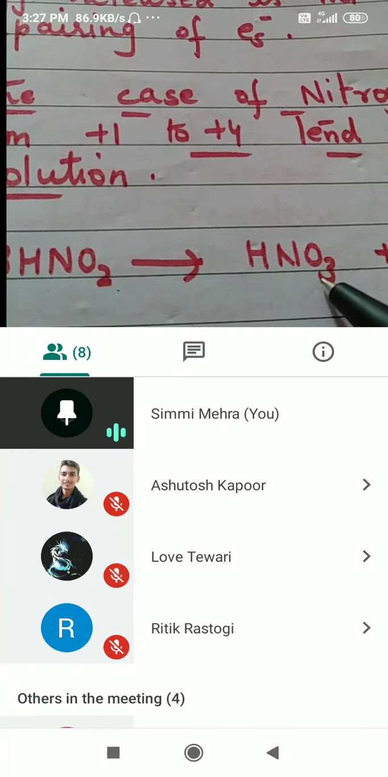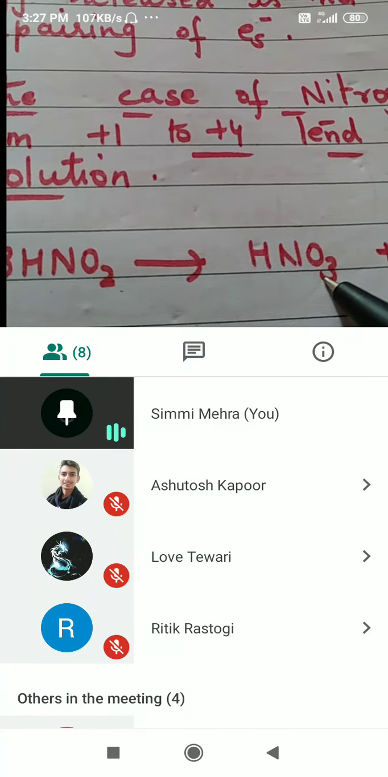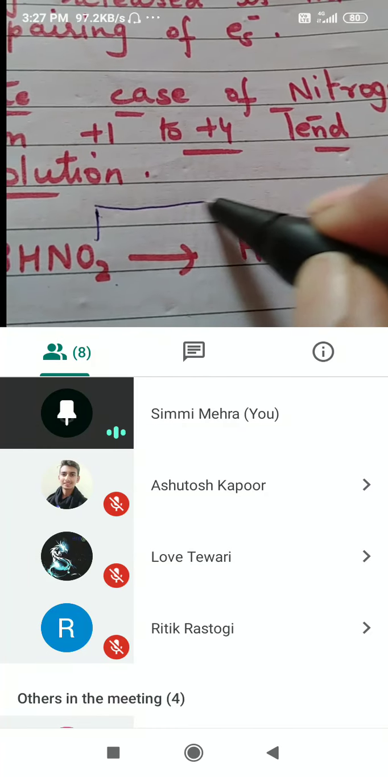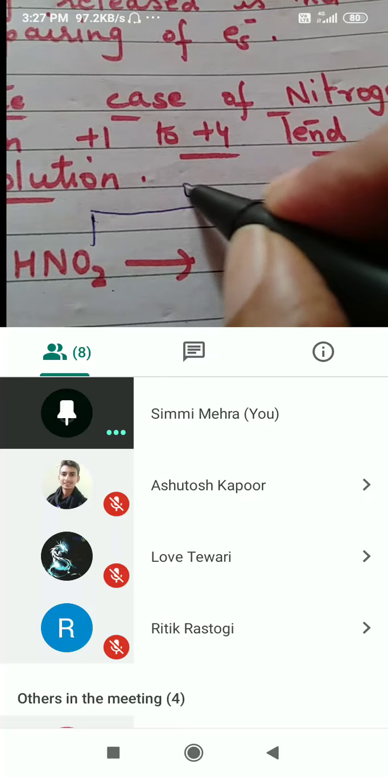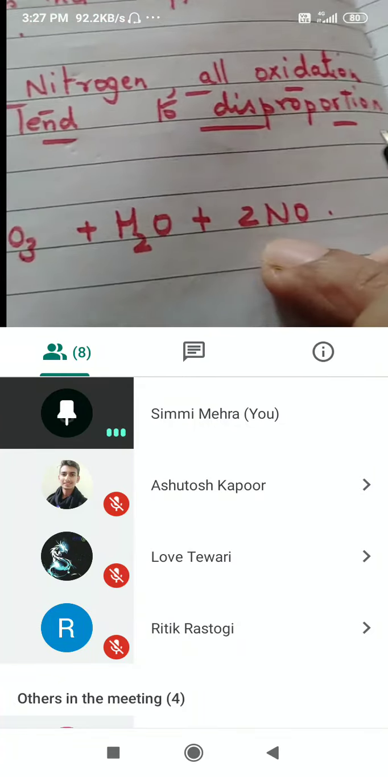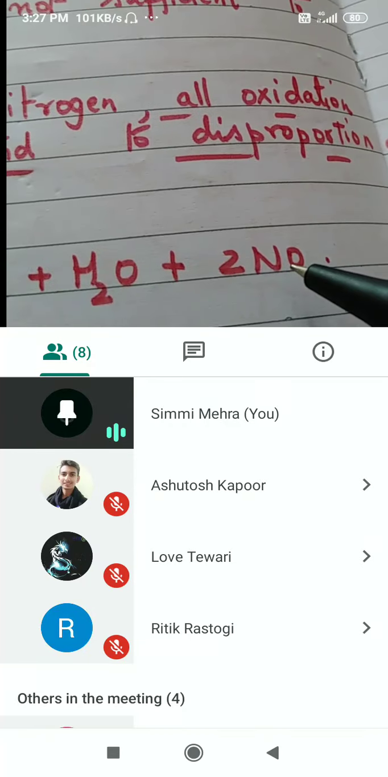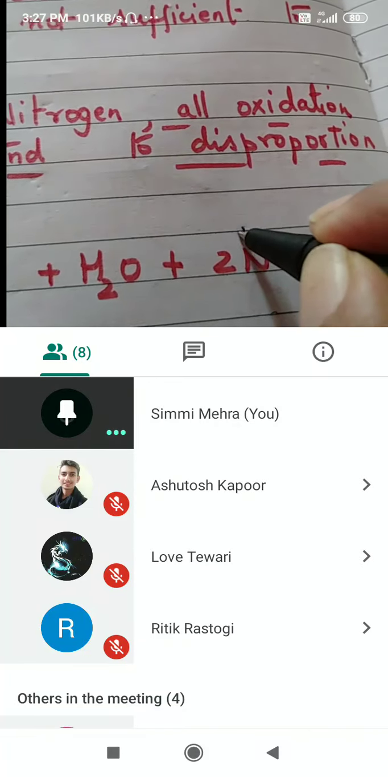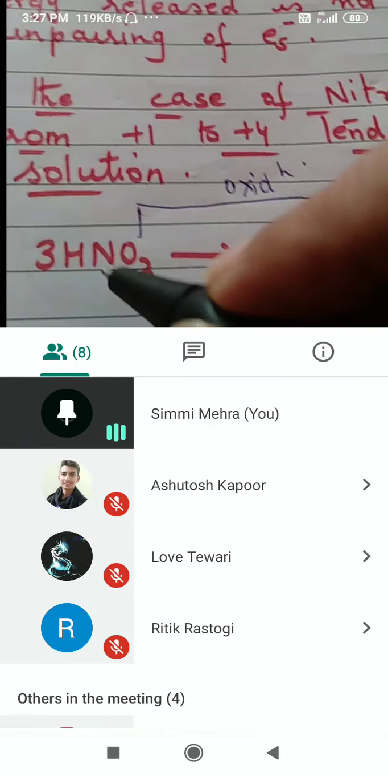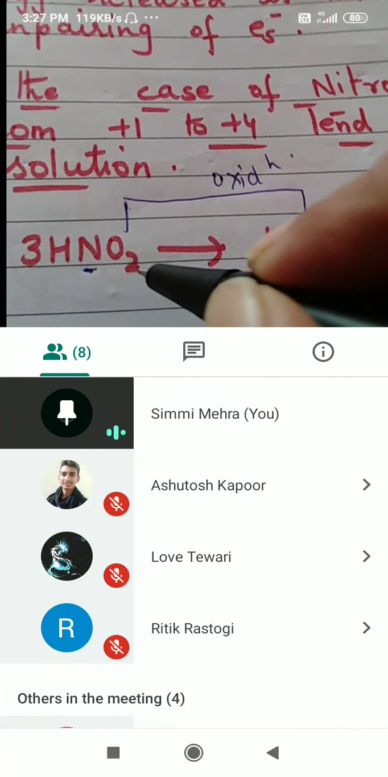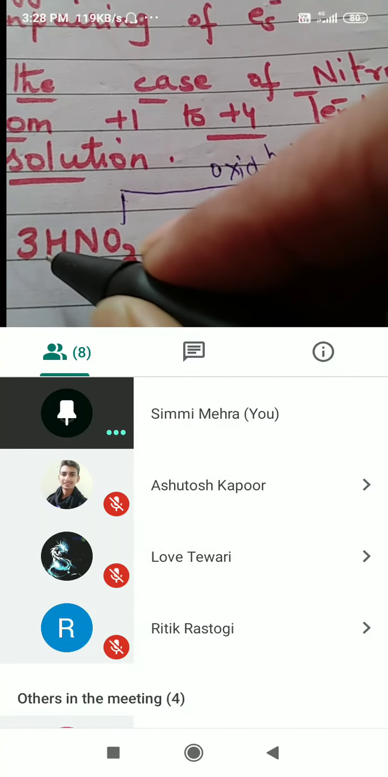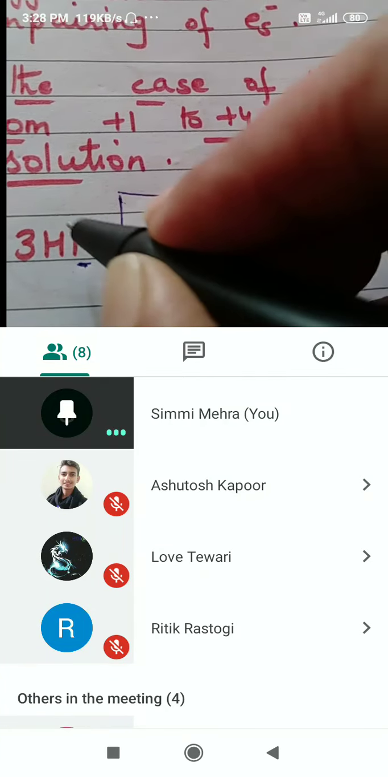HNO2 is changing into HNO3. What is actually happening? Oxygen is being added, so this part is oxidation. And here in NO, this is -2, this is +2, and this is -2, right? And here, what will be the oxidation state? It is 2 -4, -4 and +1 will be -3. So this is +3.